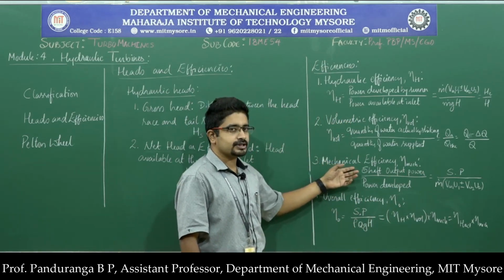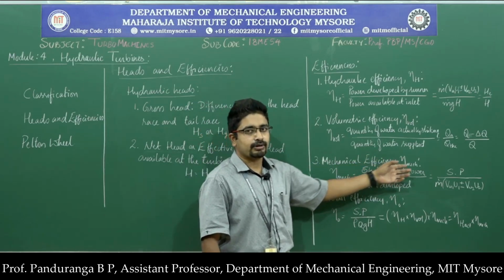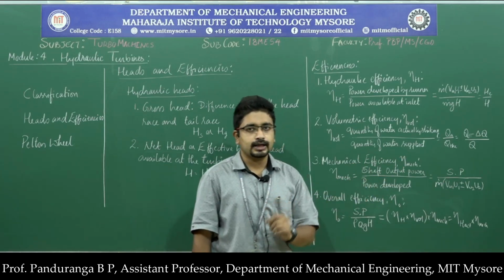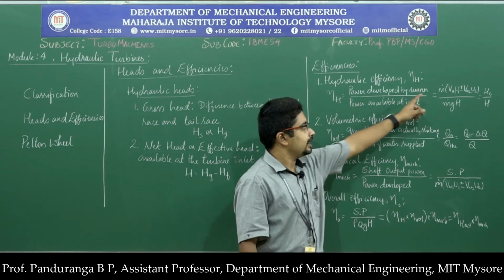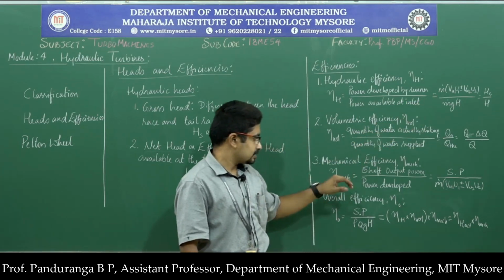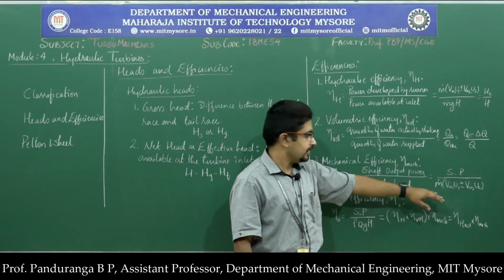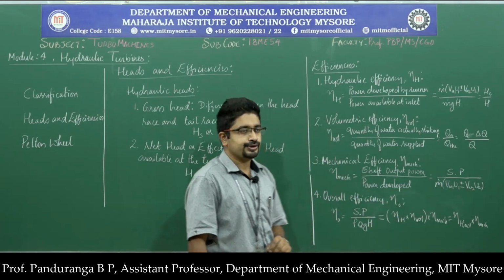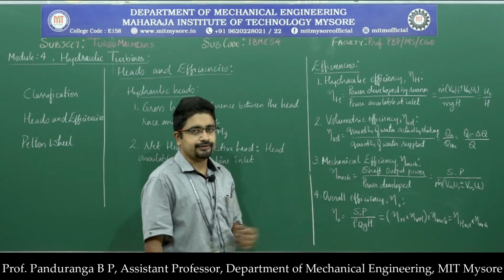Then we have the mechanical efficiency, eta mech, and the mechanical efficiency is given by the shaft power output divided by the power developed by the runner, that is the theoretical power developed by the runner. And we have seen that the theoretical power developed will be m dot into Vu1 U1 plus or minus Vu2 U2. So the mechanical efficiency will be equal to shaft power, that is Sp, divided by m dot into Vu1 U1 plus or minus Vu2 U2. Then we have the overall efficiency, which is the product of all these efficiencies.